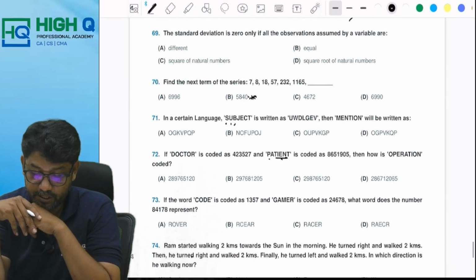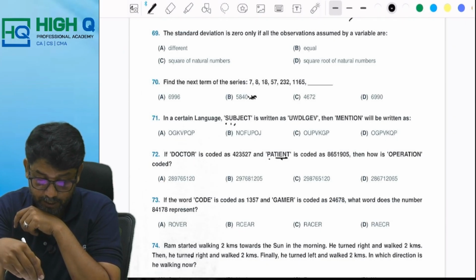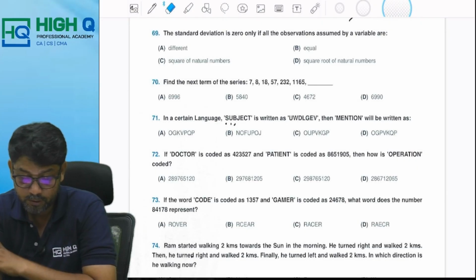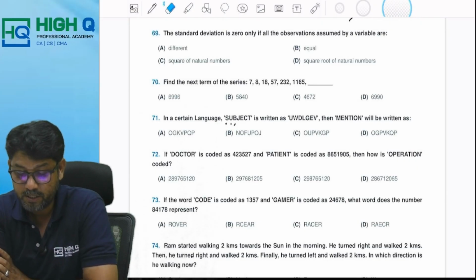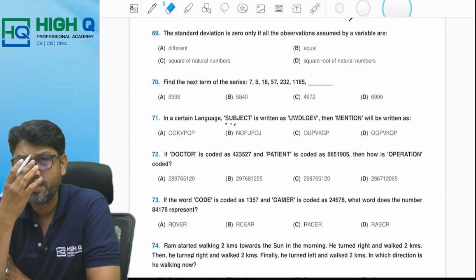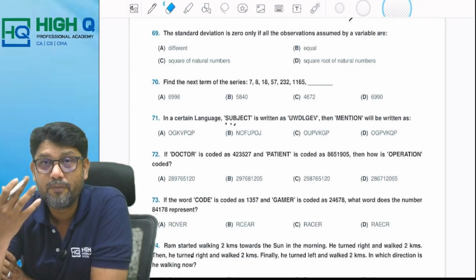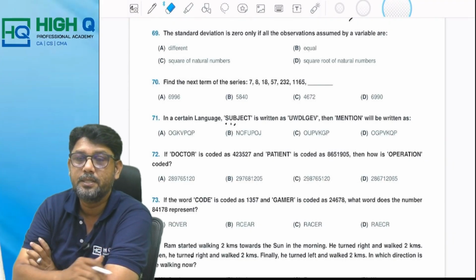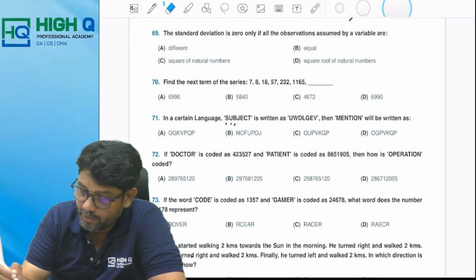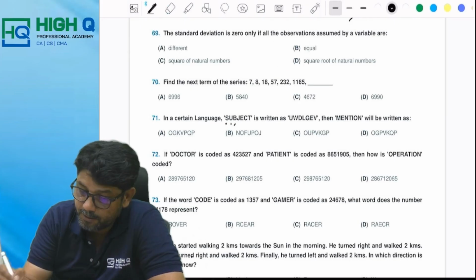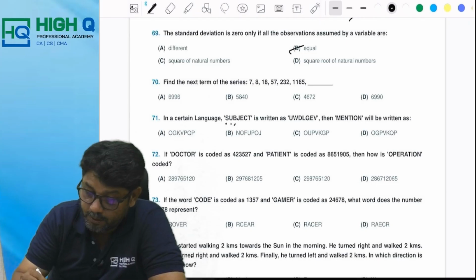Option D, my dear. Now, standard deviation is 0 only if all the values are equal. See, when will the standard deviation be 0, my dear? When all the observations assumed by the variable are equal, then standard deviation will be 0. Am I right, my dear? So here all the values are equal. Option B is the right answer.